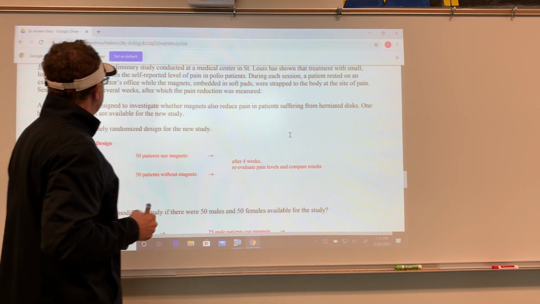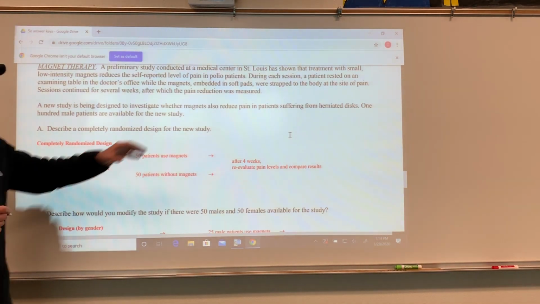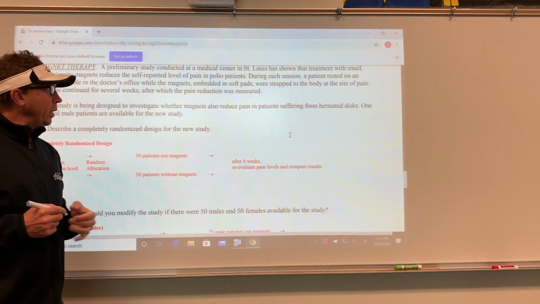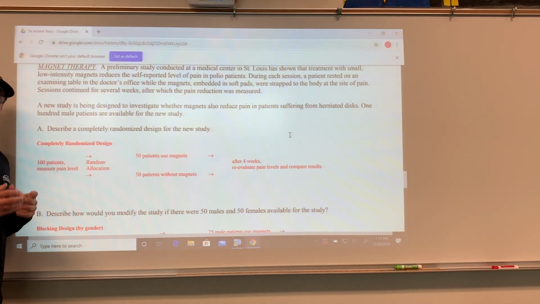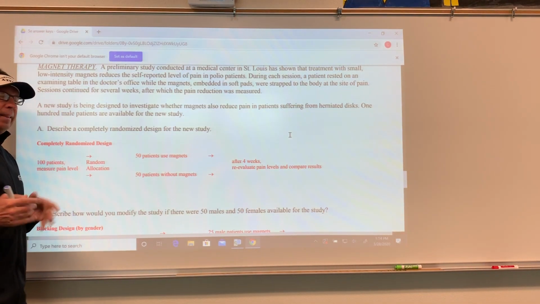All right, so let's look at this. Let me read the problem to you. A preliminary study at the Medical Center in St. Louis has shown that treatment with small, low-intensity magnets reduces the self-reported level of pain in polio patients. All right, fine. During each session, a patient rested on an examining table in the doctor's office while the magnets embedded in soft pads were strapped to the body at the site of the pain. Sessions continued for several weeks, after which pain reduction was measured. How do you measure pain reduction? It's probably self-reported. So just so you know how they get that stat.